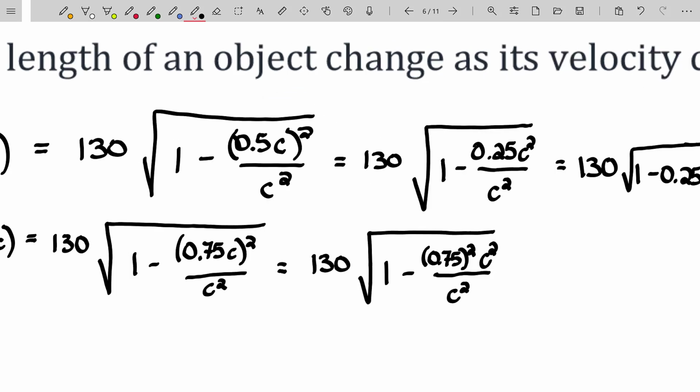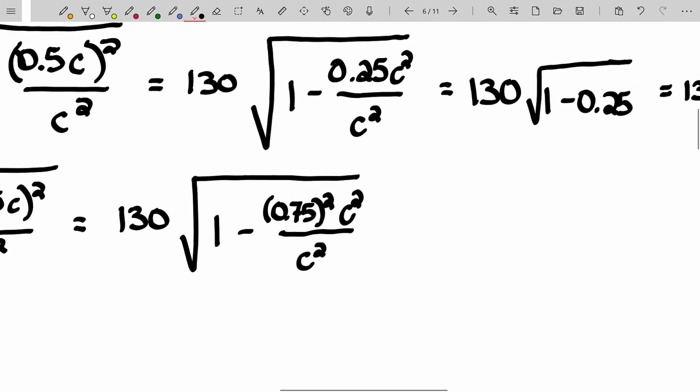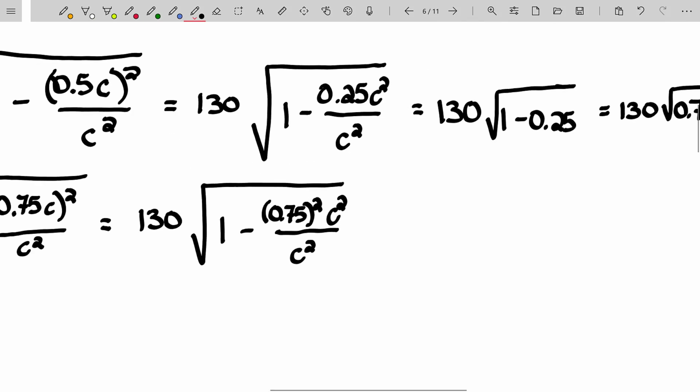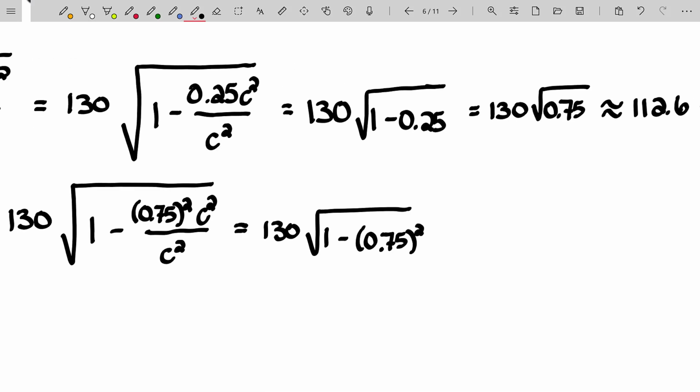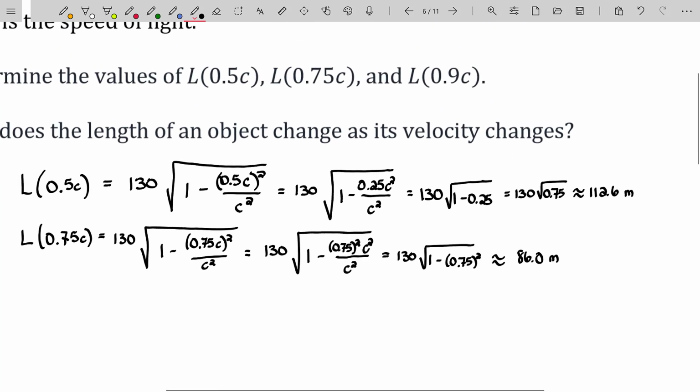Notice in both cases, you end up with c squareds canceling. Also notice I did not bother squaring 0.75 because I know I'm going to grab a calculator anyway, so I'm just getting this down to a form that I can plug into a calculator. And that's this form right here. And that's how long the object is if it's going 75% of the speed of light. It shrinks down to 86 meters in length.